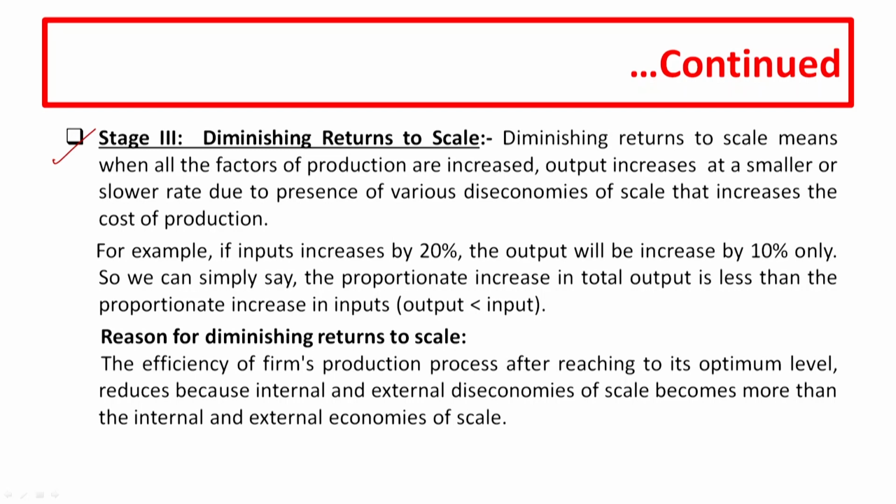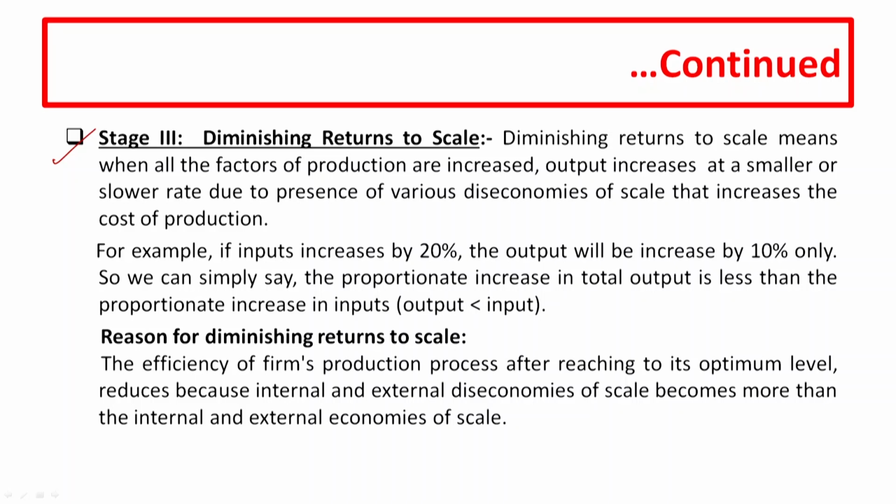Third stage, that is diminishing return to scale. As per this stage, your output is less in comparison to the input you are putting for producing those goods and services. Why is your output less? Because at this level your diseconomies are more in comparison to the economies, and because of the presence of the diseconomy the return is diminishing. The output is less in comparison to the effort you are putting in the form of input.